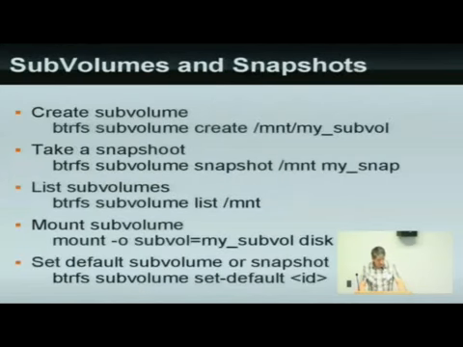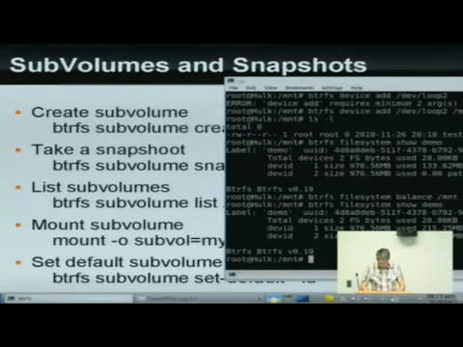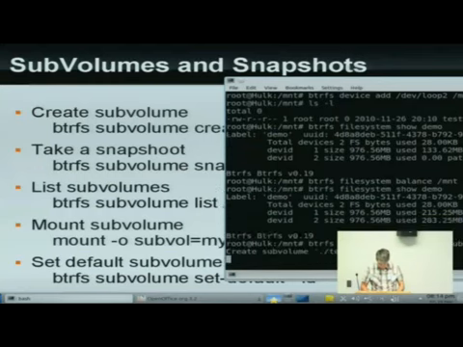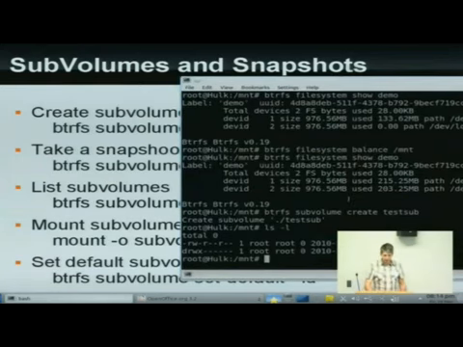You can create subvolumes, which are quite easy to do. So if I was to do BTRFS, if I can spell it correctly. Now if we do ls, you'll see that there's a directory there called test sub. If I was to mount that file system with the option subvolume equals test sub, then it would actually mount the contents of that directory as being the root of that file system mount.